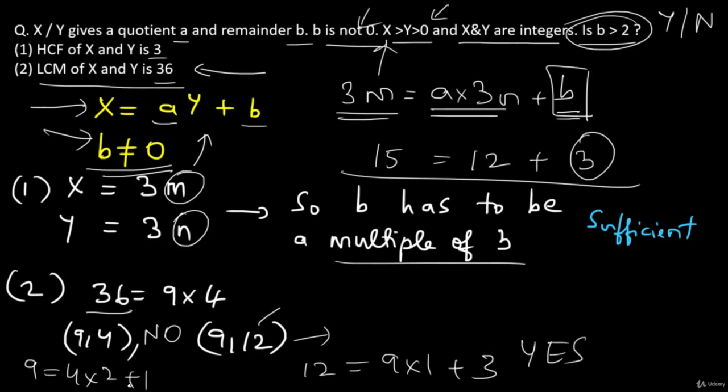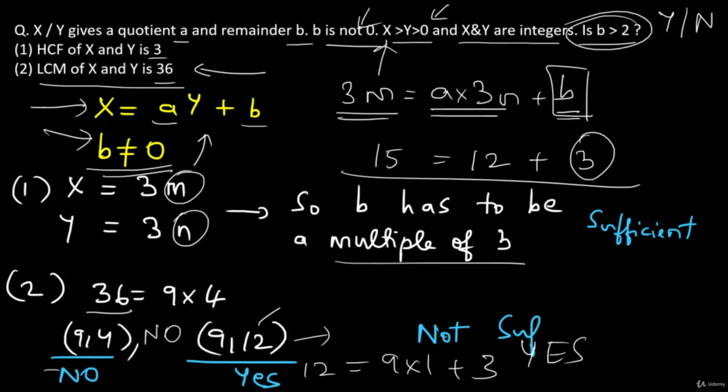So I'm having a no over here, right? And I'm having a yes over here. So it's clearly not sufficient, right? So statement 2 alone is not sufficient, and therefore the correct answer to this question is option A. That is, statement 1 alone is sufficient, but statement 2 alone is not sufficient.